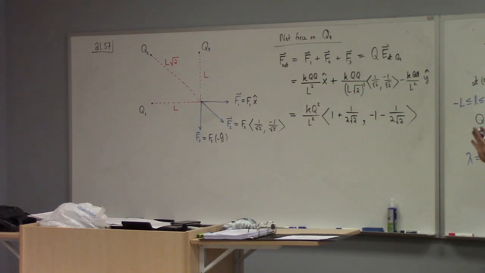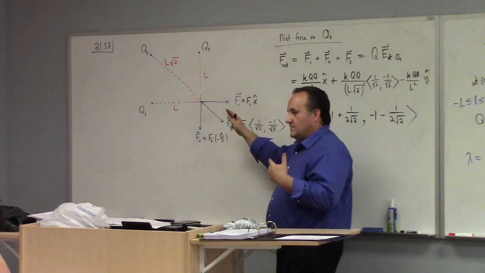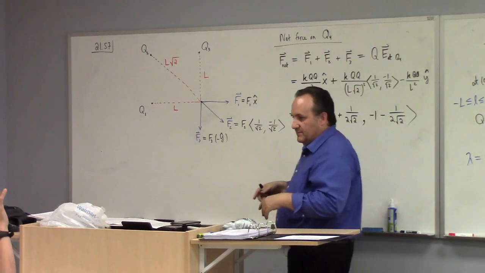Listen, this is probably not the way anybody in this class is going to do this calculation. That's fine. This is just how I do the calculation. Again, you've got 3 vectors. You find the x and y components, you add them together, and you find the net.